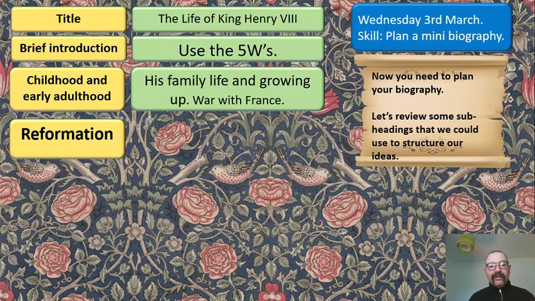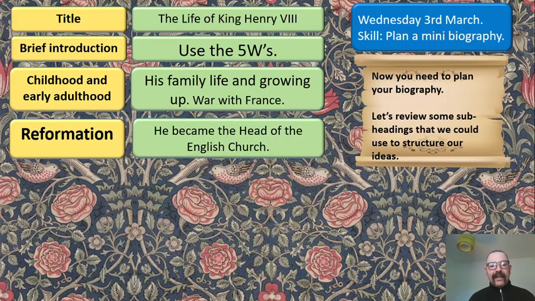So Reformation, we've just discussed that word, and hopefully you're going to use that in your writing this week. And Reformation, he became the head of the English church, or the Church of England, and he basically disagreed with Pope Clement and the Catholic Church because he needed to get divorced and the Pope didn't really agree to it. So Henry just said, well, I'm going to do things my way, and so he established the Church of England so he could do what he wanted.